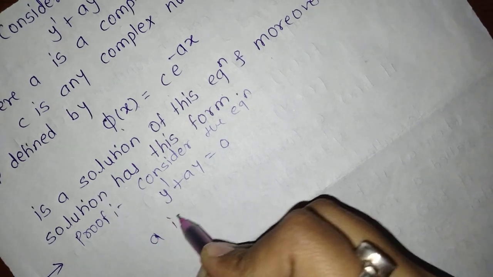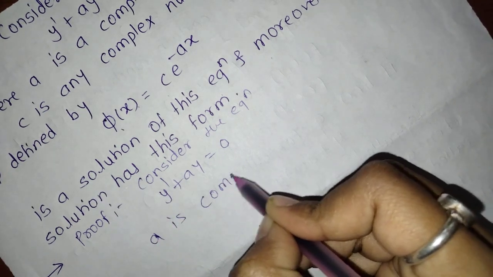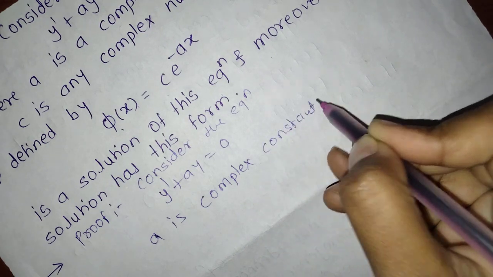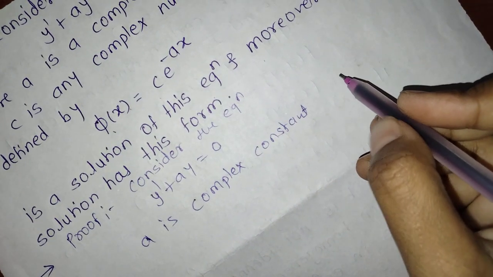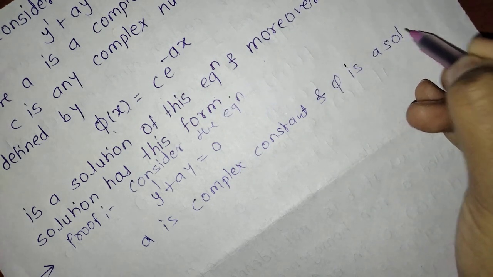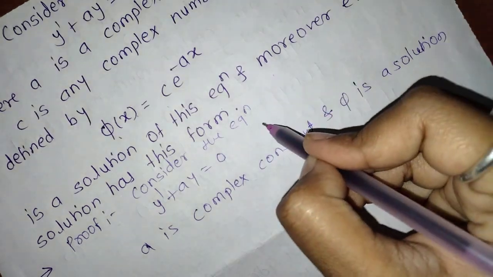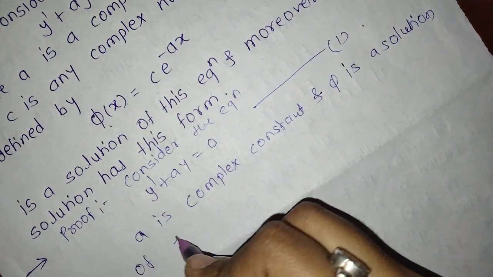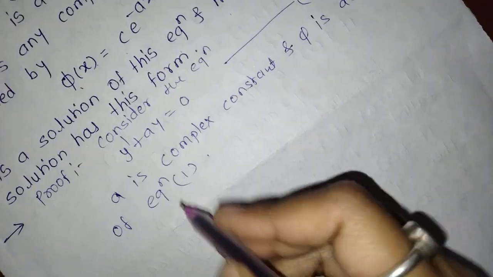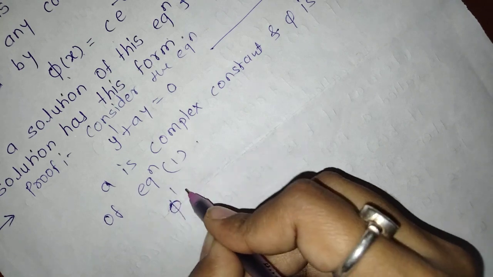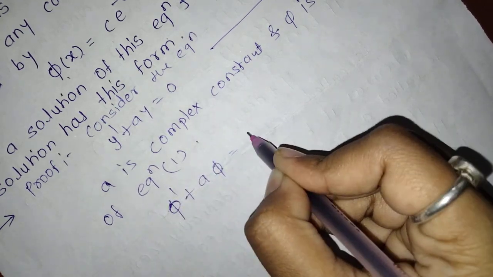Given a is a complex constant, and phi is a solution of this equation. Give it as equation number 1. Phi is a solution of equation 1, so phi must satisfy this equation: phi' + a phi = 0.